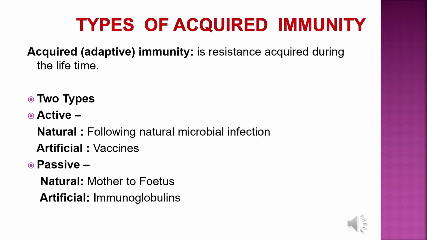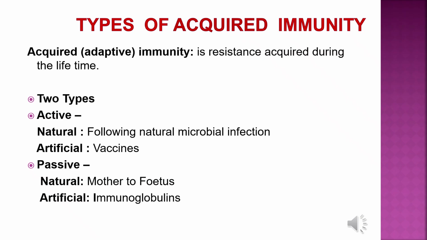Then we'll see types of acquired immunity, which we already saw. Acquired immunity is resistance acquired during the lifetime. It is of two types, active and passive. Active is again of two types, natural and artificial. An example of natural immunity is following natural microbial infection, and artificial is because of the vaccines.